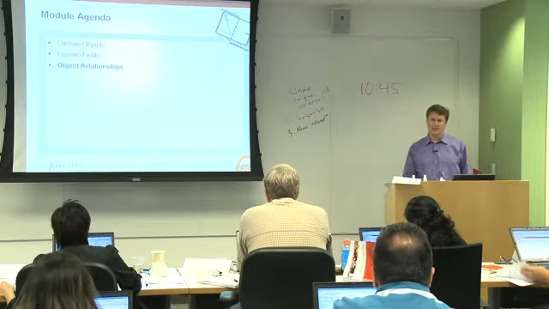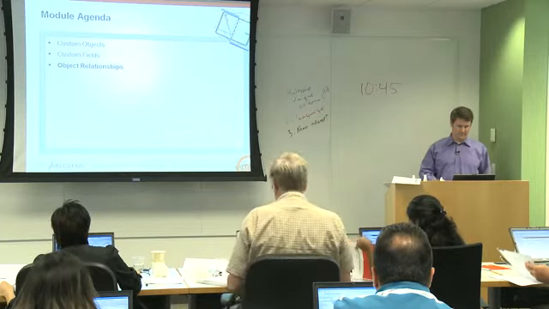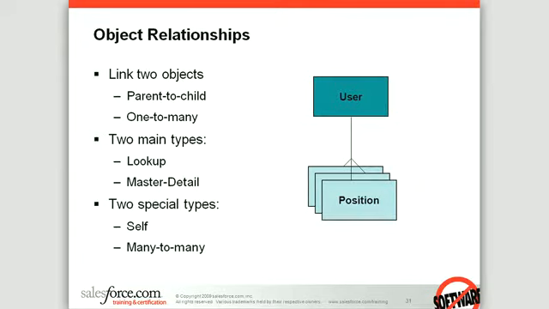Okay, let's talk about relationships. Object relationships. In general, there are a couple of ways that you can look at relationships. One is that it's parent to child. So the child object actually defines the lookup to the parent. But while a parent can have many children, a child can only have one parent.